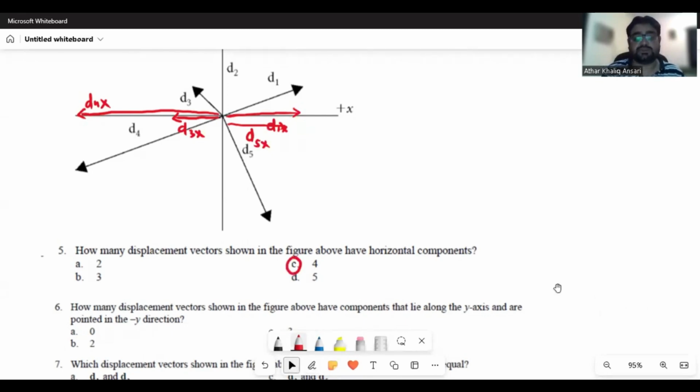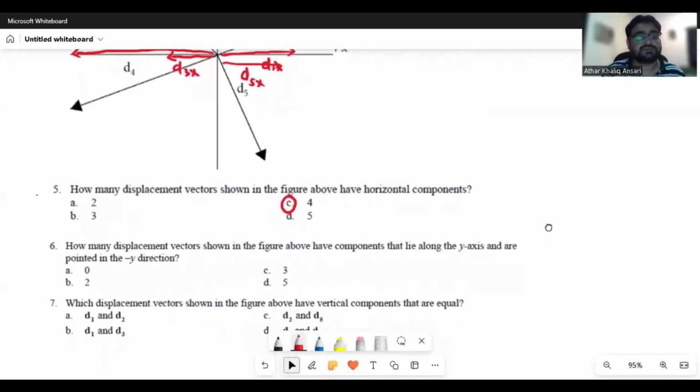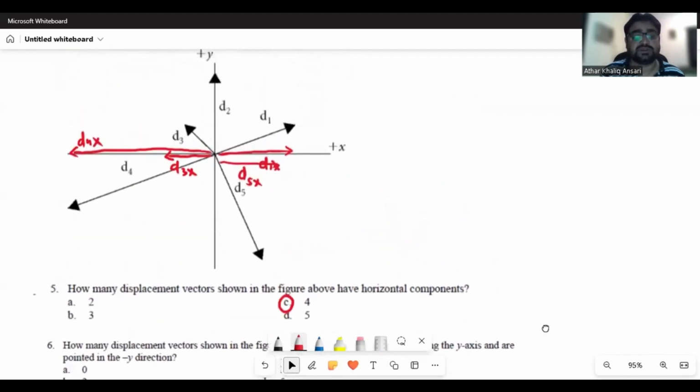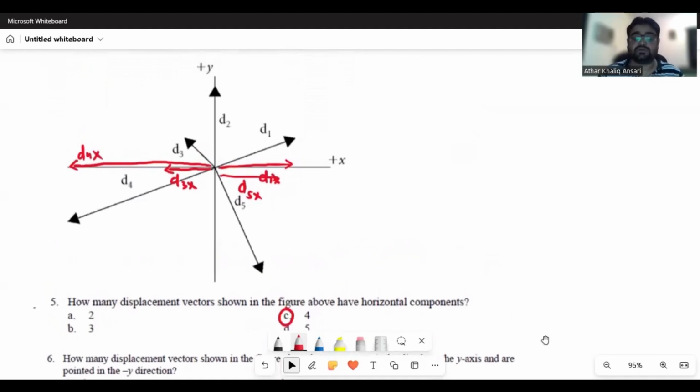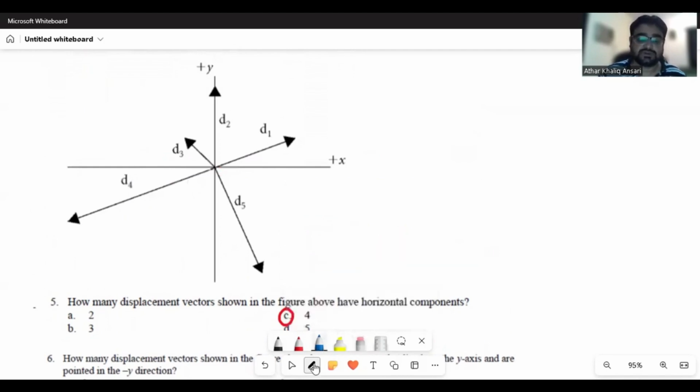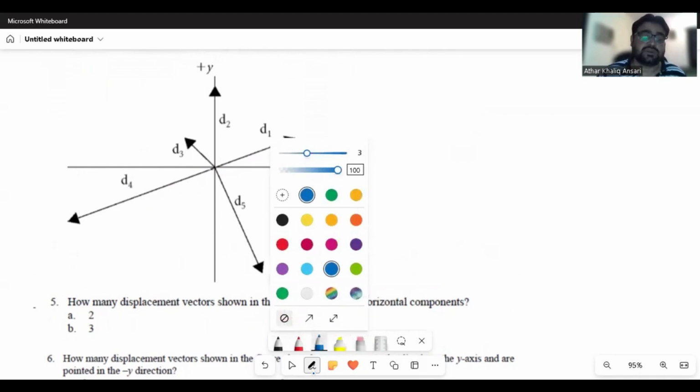The next part of the question is asking how many displacement vectors shown in the figure have components that lie on the y-axis and point in the negative y direction. So here we are going to find the y components. Let me close this one and discuss the y components. The y components in this figure are for each of these vectors. For example, this is D1.